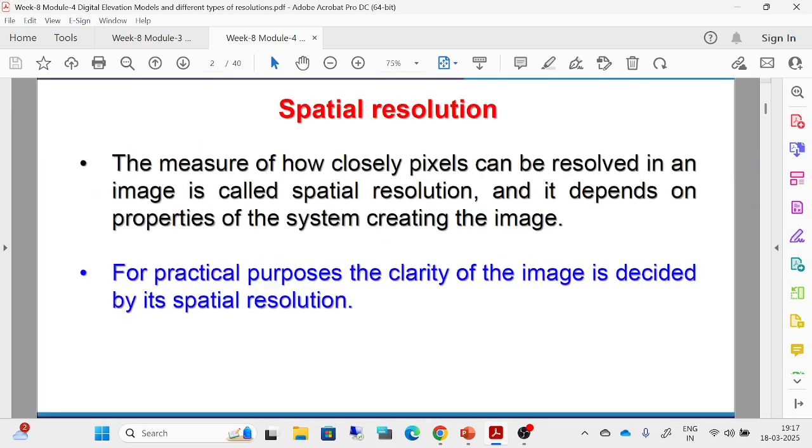Okay, so the first one is the spatial resolution. That is the measure of how closely pixels can be resolved in an image. It depends on the properties of the system creating the image. For practical purposes, the clarity of the image is decided by its spatial resolution. So in the case of satellite images, we need to see how the pixels are resolved.